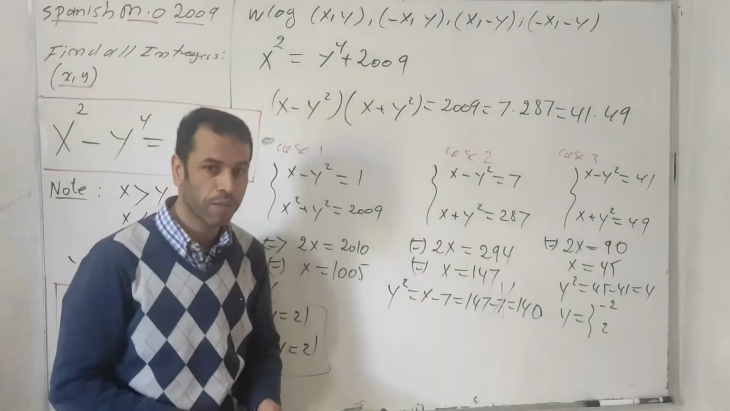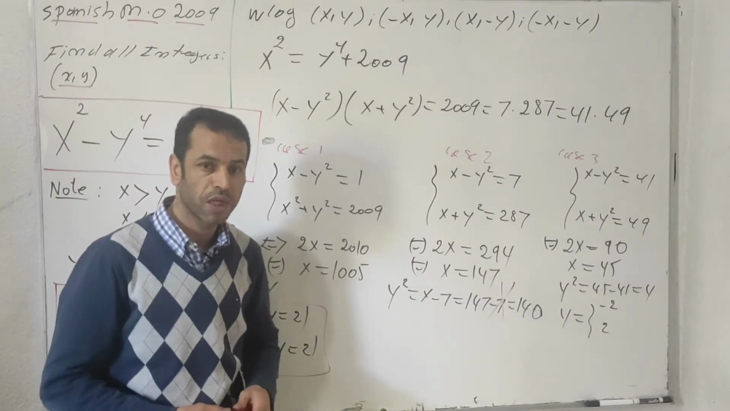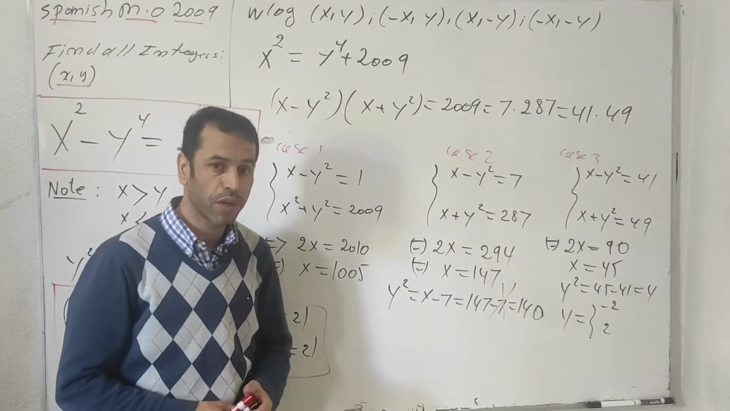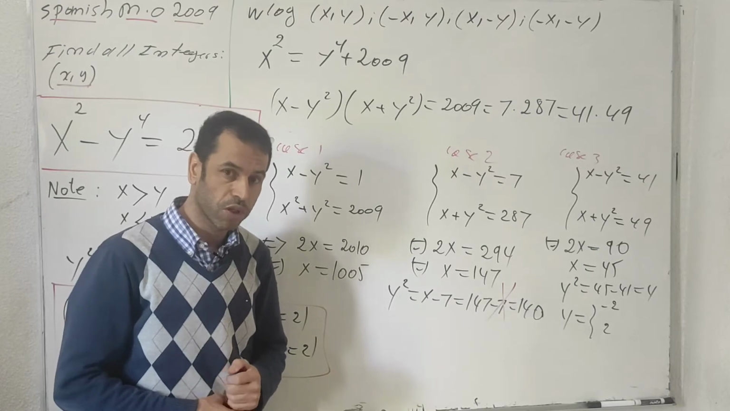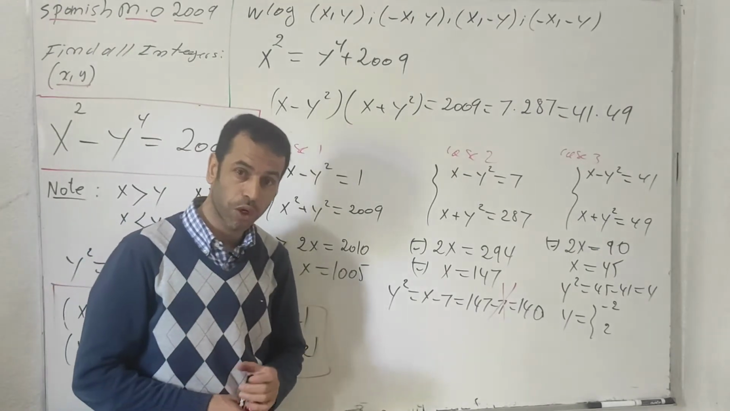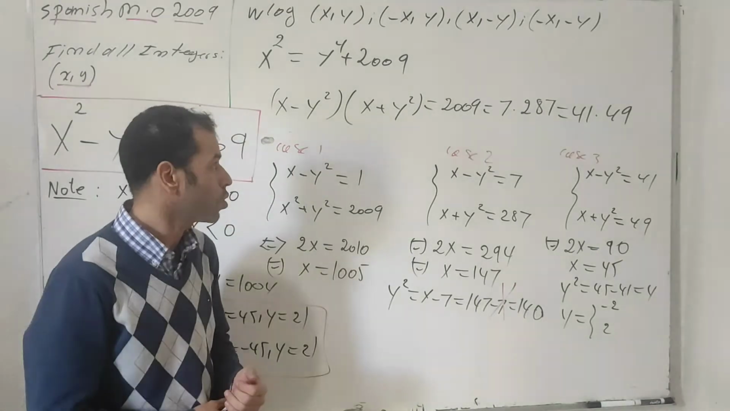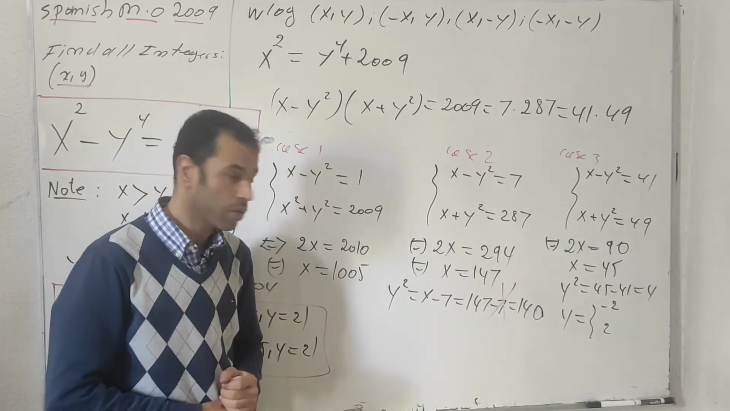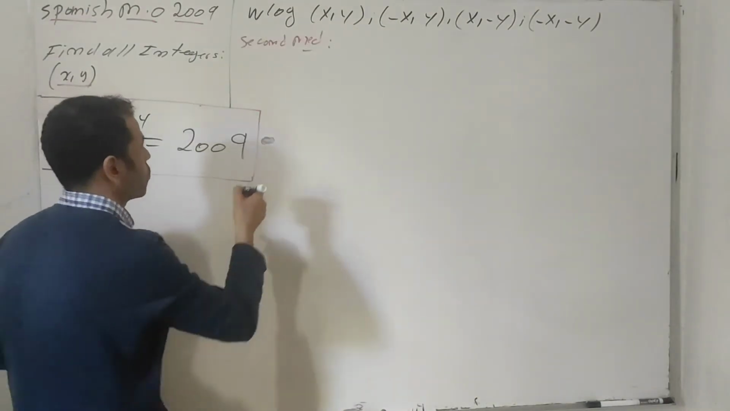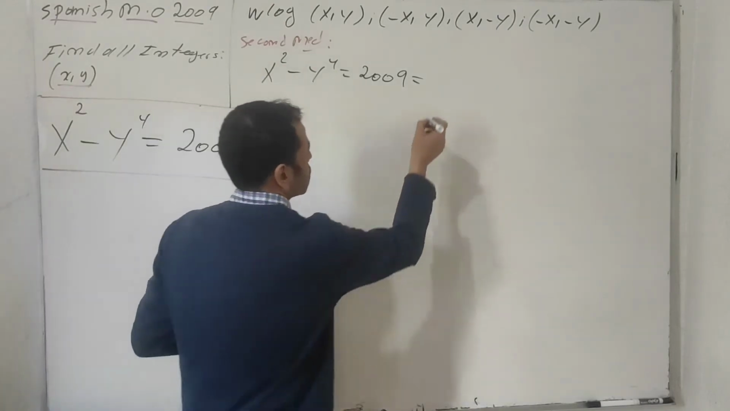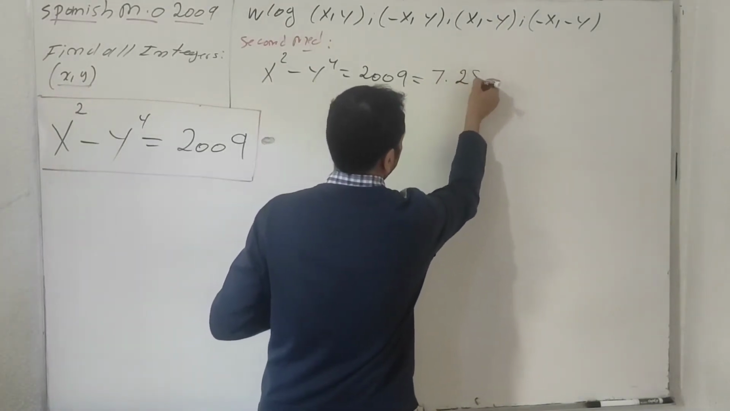Now I'm going to clean up this board and move on to the second method. I'm going to use another method, which involves congruence. It's a very interesting and quicker method which can help us solve our equation simply. So we have the following expression, and as I mentioned before, it was 7 multiplied by 287.